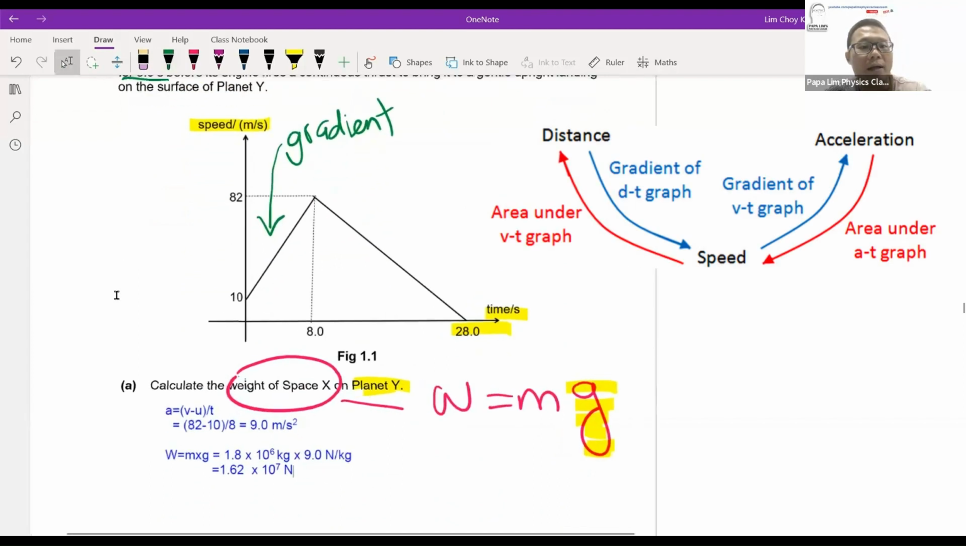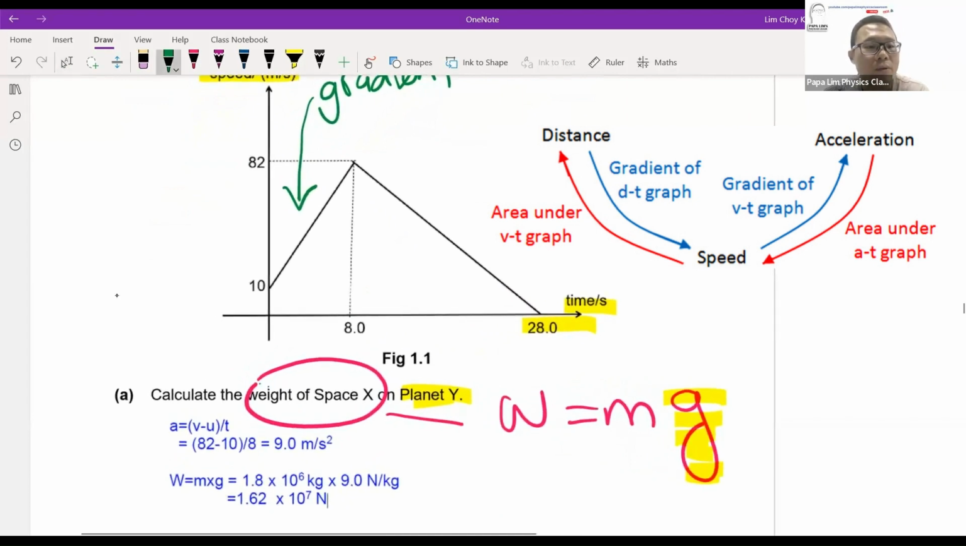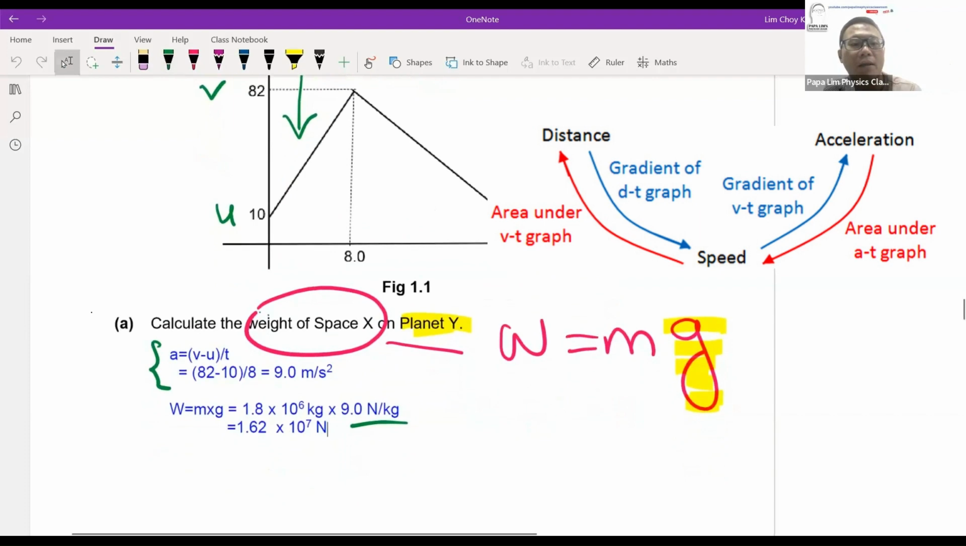So which is why, in the workings at the beginning, I am looking for the acceleration for the first 8 seconds, v minus u divided by delta t. And from here, this gives us an acceleration of 9 meters per second squared. This acceleration is the acceleration due to free fall, or what we sometimes know as the gravitational field strength, 9 Newton per kg. Once I have the acceleration for the first 8 seconds, I have the gravitational field strength. So I just substitute it into the formula weight equal to mg, and I will have the weight of the SpaceX.